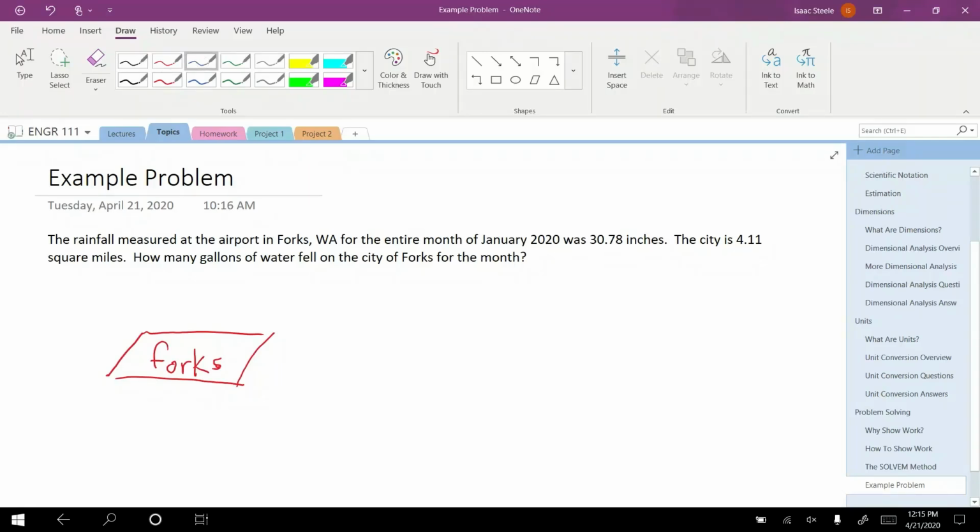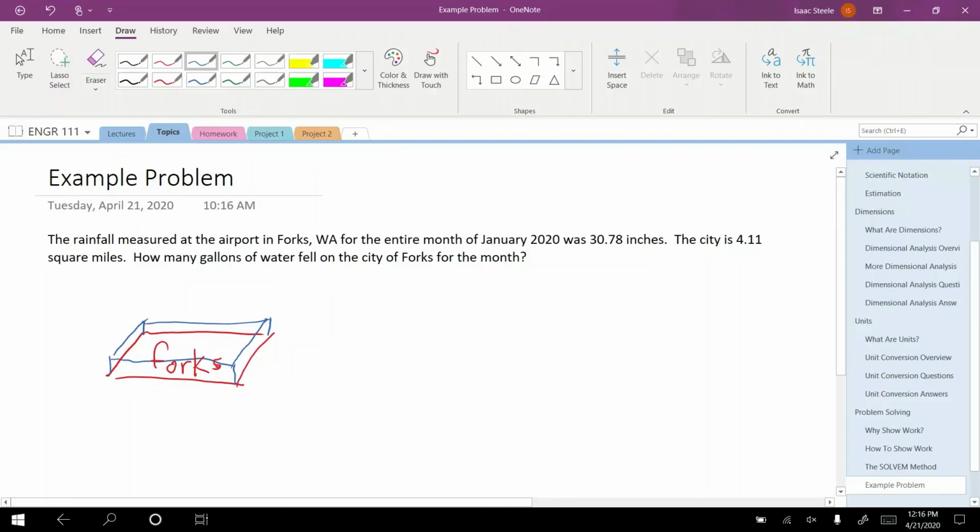So I have this city of Forks. It's an area. I kind of drew this square to show that it's an area. And what happens is rain falls on it. And as rain falls on it, it's going to flood the city of Forks. At least that's what's going to happen in my picture. And by the end of the month, Forks has become covered with water.